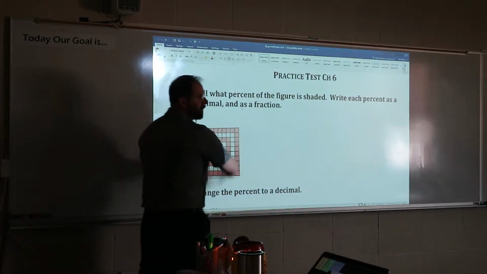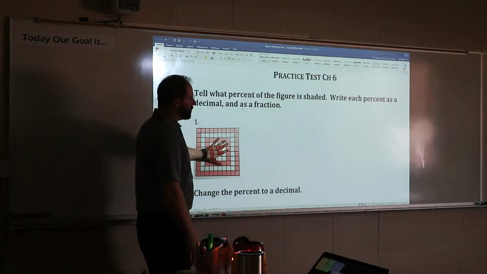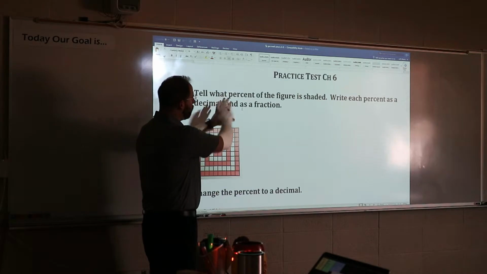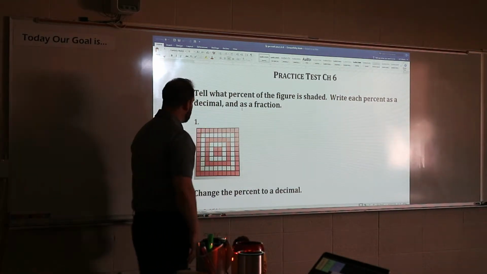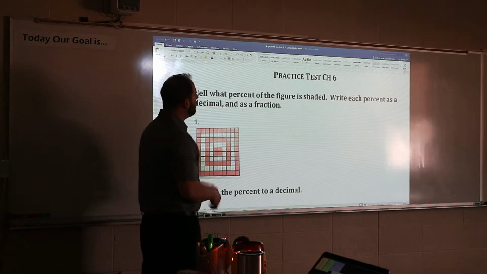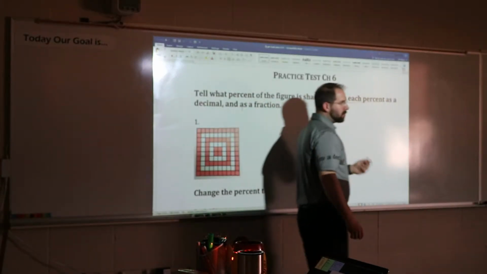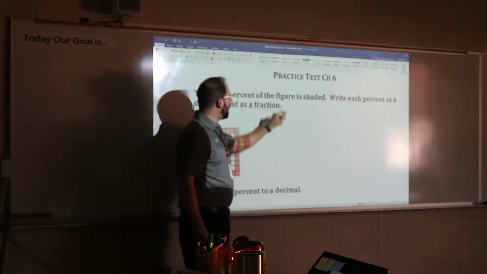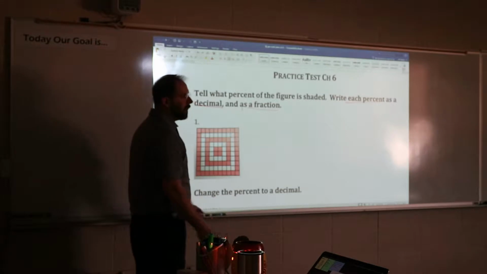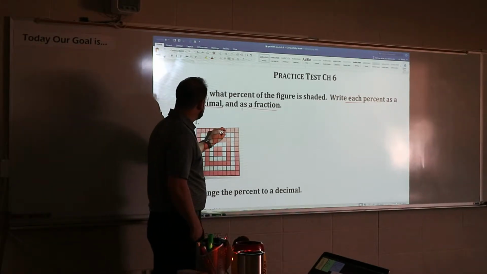Just remember, this is what your test looks like. On the test that you'll get Wednesday, I basically just changed this picture. So it's a very similar wording. You have to do the same style of math, but they have a new picture sitting there. What you have to do on this picture is give me the percent for the shaded area. I'm looking for percents as a decimal and a fraction. What I mean by that is you count how many boxes are shaded.